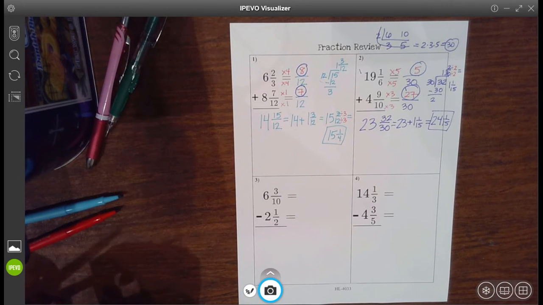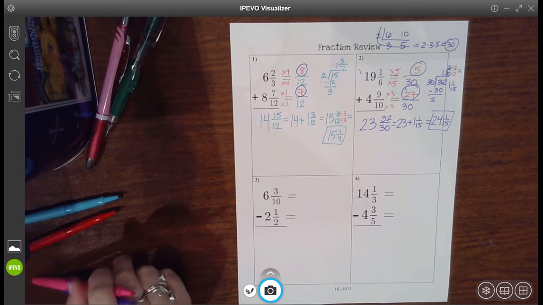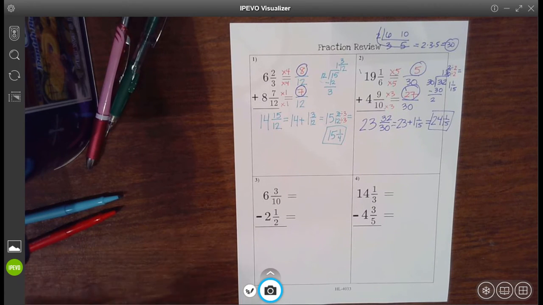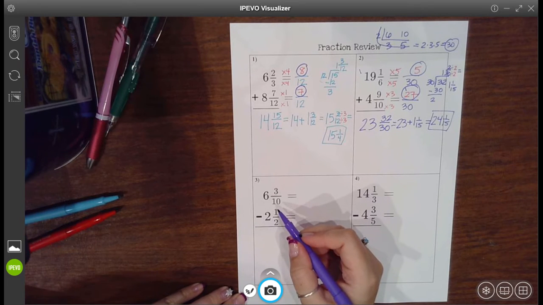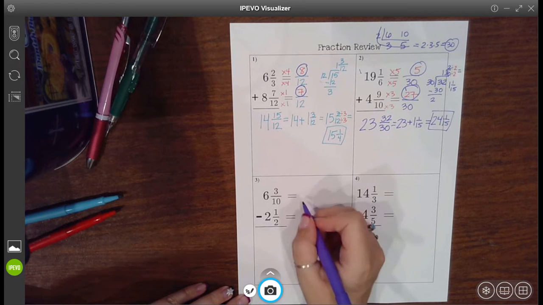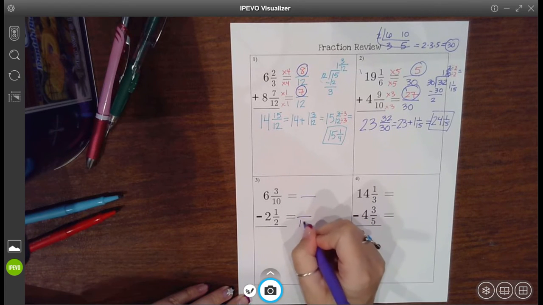Again, remember, you're always welcome to try these first on your own. Press pause, try them, and then unpause the video and double check yourself. What can 2 and 10 both become? Look at the bigger number, 10. Can 2 become 10? It sure can.